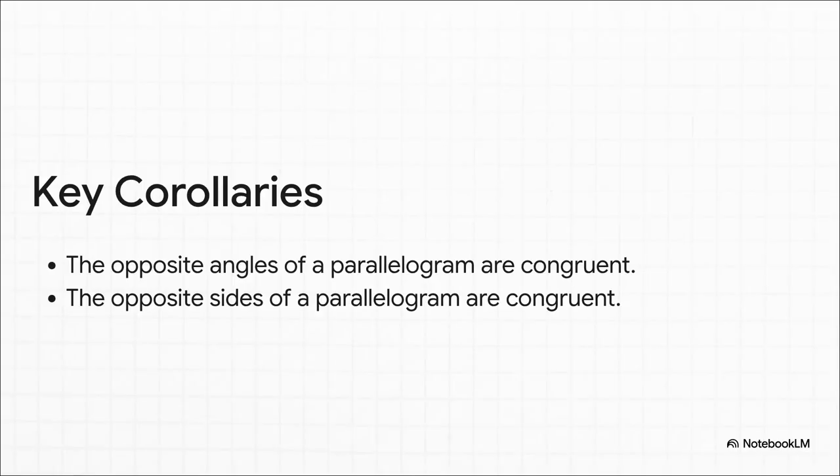See, because those two triangles are perfect copies of each other, it means all their matching parts have to be identical too. This tells us that side AD has to be the exact same length as side BC, and side AB must be the same as side CD. It also proves that the big corner angles D and B must be equal. These aren't new rules to memorize, they're just logical consequences of the one thing we proved.